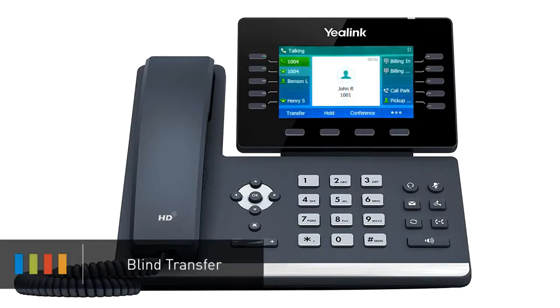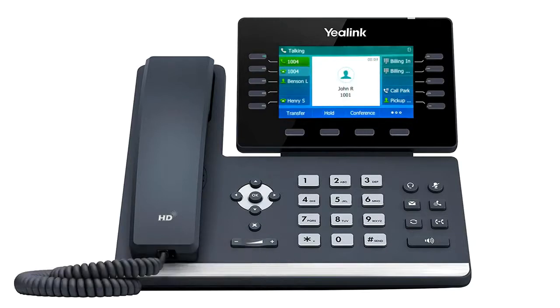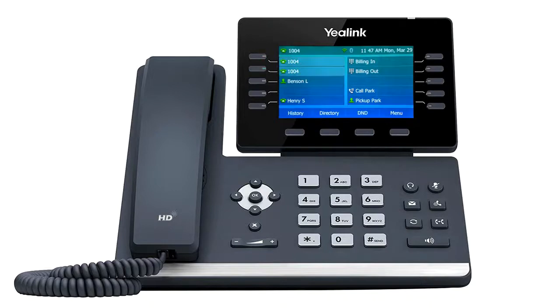A blind transfer allows you to immediately transfer a call to another number or extension. On the bottom of the screen, press the transfer soft key. Dial in the number or extension you wish to transfer the call to and press B transfer. The call will immediately start ringing to the second party.